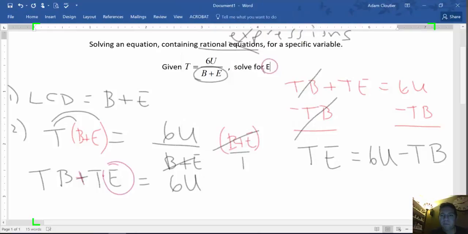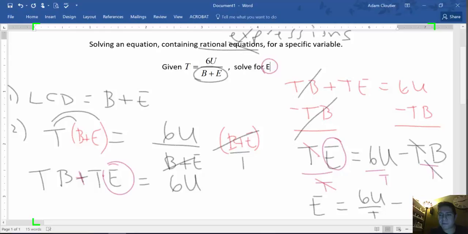And then finally, all I need to do again is get this e by itself, and since I have a multiplication with a t attached to it, I will divide both sides by the letter t. I'm going to do it by each term, but you could do the entire expression, that's fine. And after that, I will cancel out the t variable on the left-hand side and rewrite my answer, which is e equals 6u divided by t, subtract, notice these t's cancel out, and I'm left with b. And that is all.